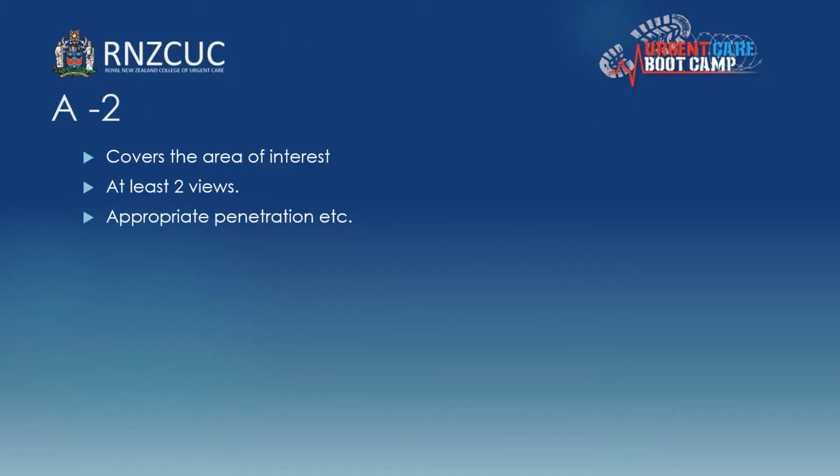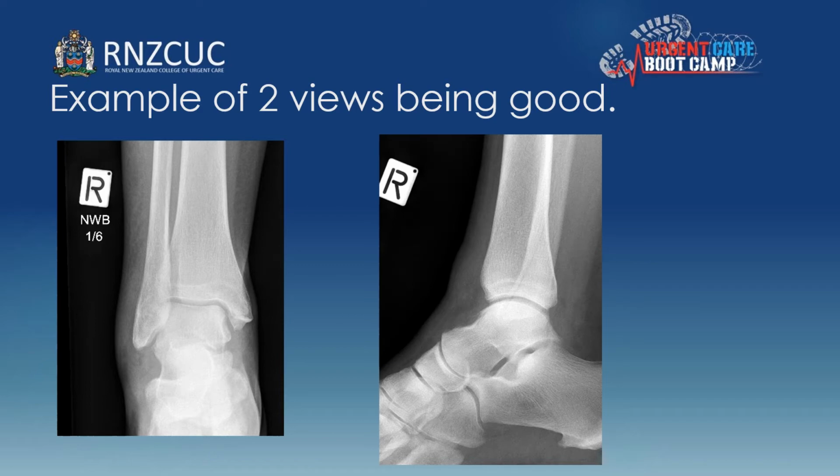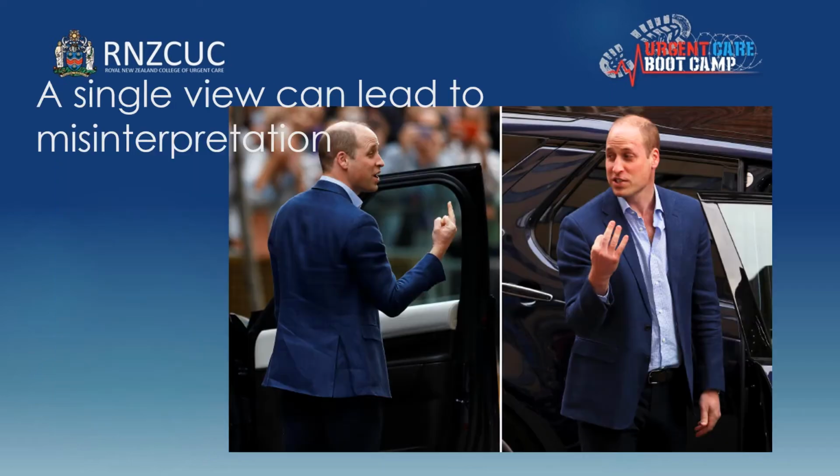So as I said before, check that it covers the area of interest. You need at least 2 views and make sure it's appropriately penetrated and technically good enough so you can actually see some reasonable amount of detail. This is an example of why 2 orthogonal views are useful. You have a normal AP ankle view, but on the lateral you can see that there is an undisplaced fracture there. Just remember that a single view can lead to misinterpretation.